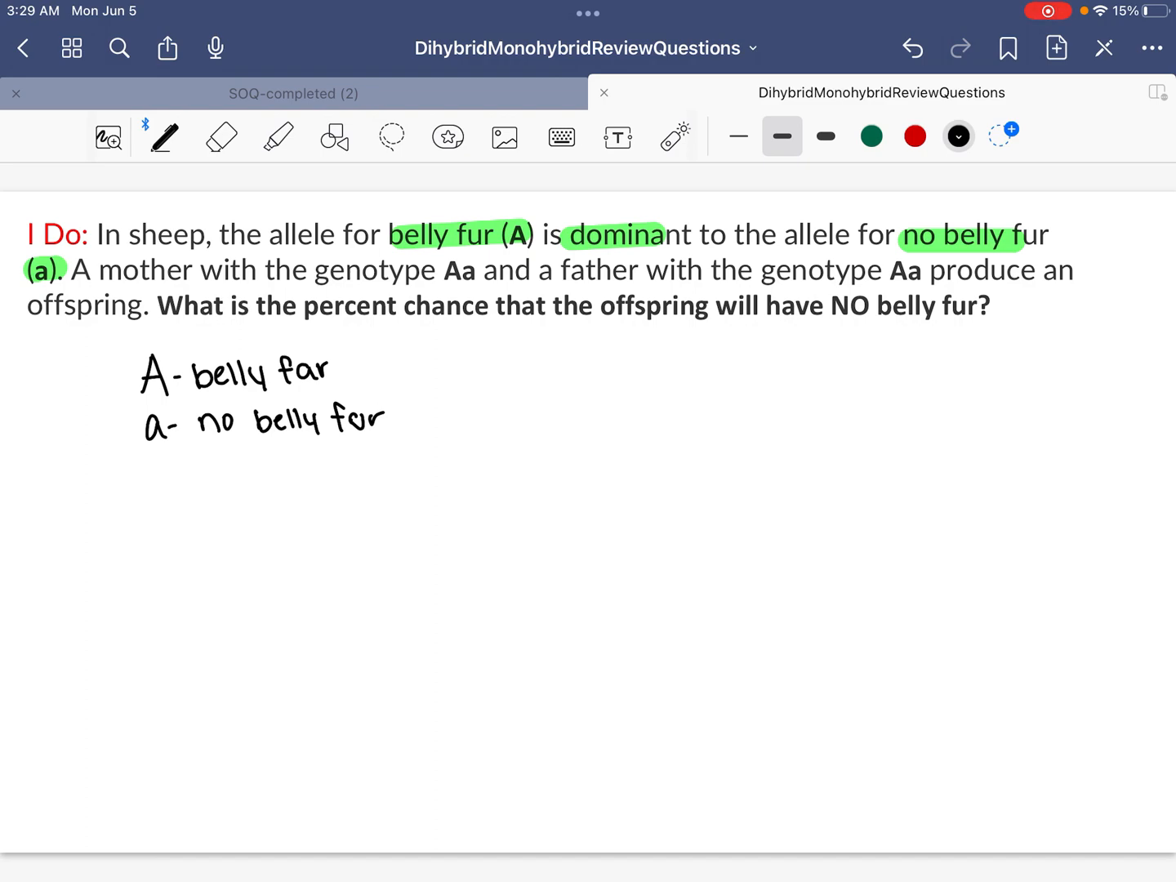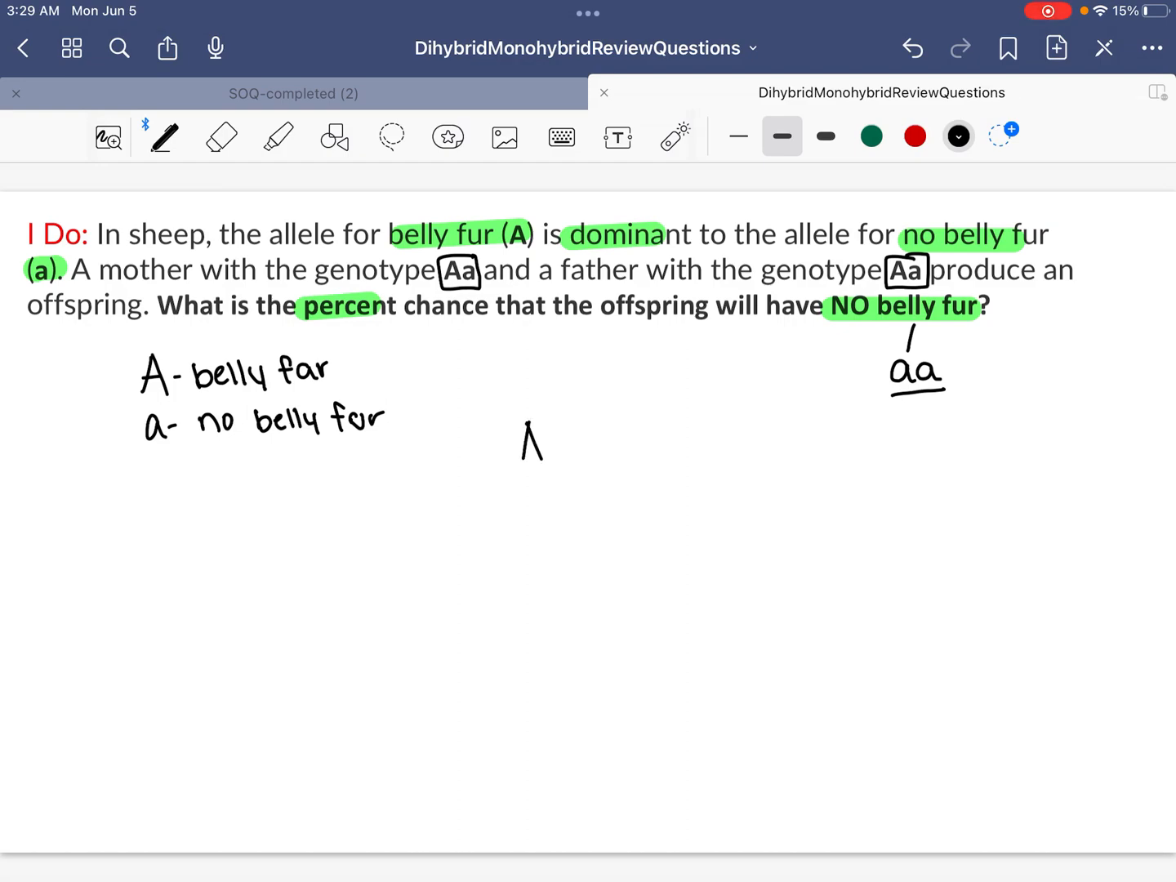A mother with the genotype capital A, lowercase a, so we know that this is heterozygous, and a father that is also heterozygous produce offspring. What percent chance does the offspring will have no belly fur? So again, we're looking for no belly fur. No belly fur is recessive. So remember, the only way that you can see a recessive allele is if you have homozygous recessive.